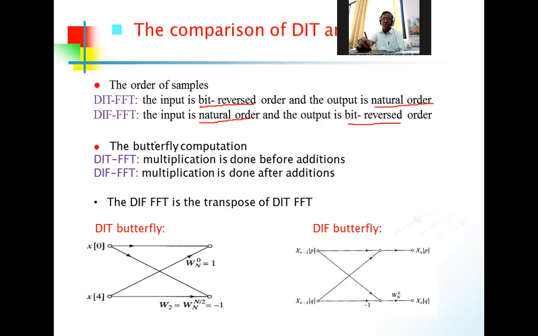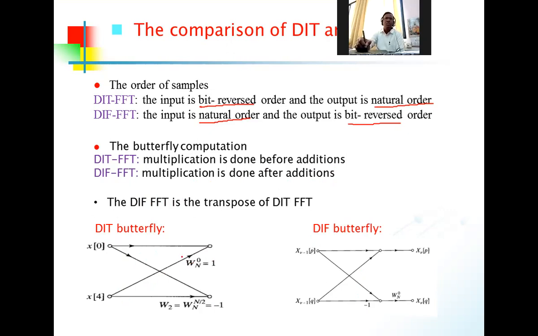And about the butterfly computation, the second difference: for DIT FFT, multiplication is done before addition, as we have seen in the butterfly diagrams, whereas the multiplication is done after the addition for DIF FFT algorithm. Now here are the butterfly diagram for DIT FFT algorithm and DIF FFT butterfly.